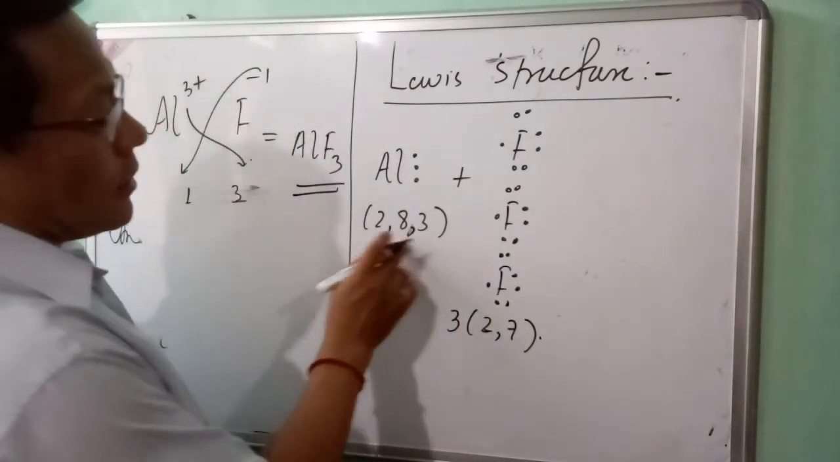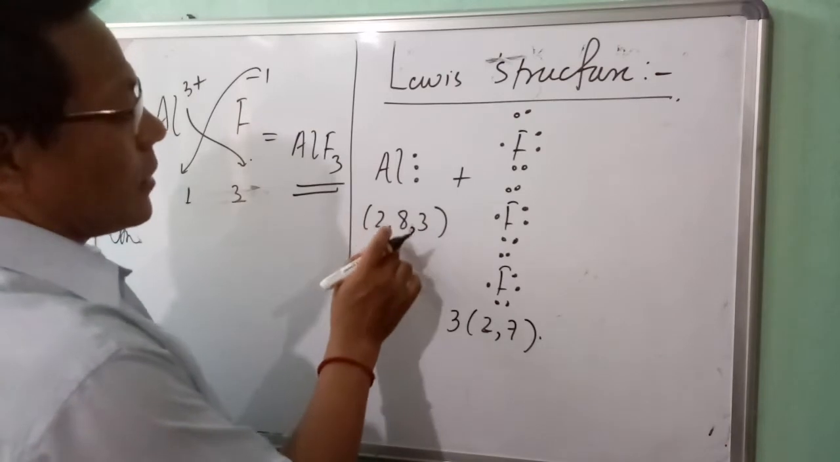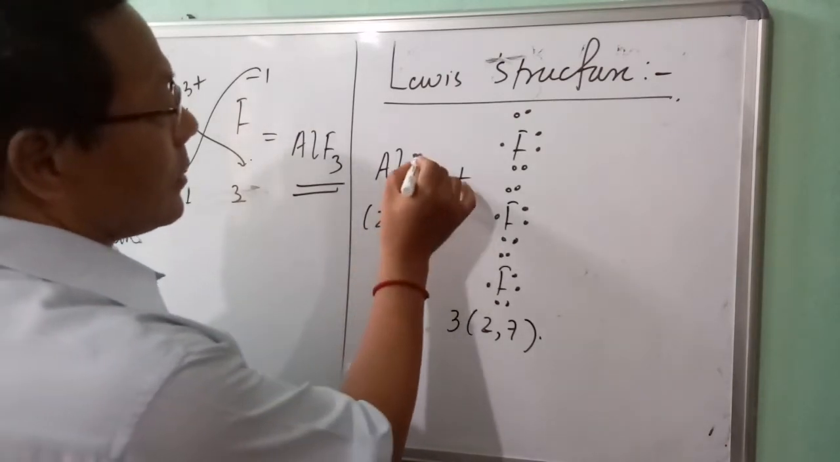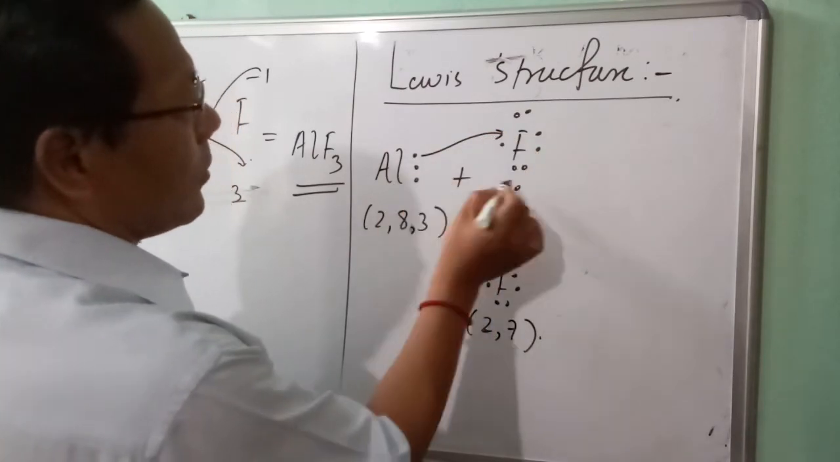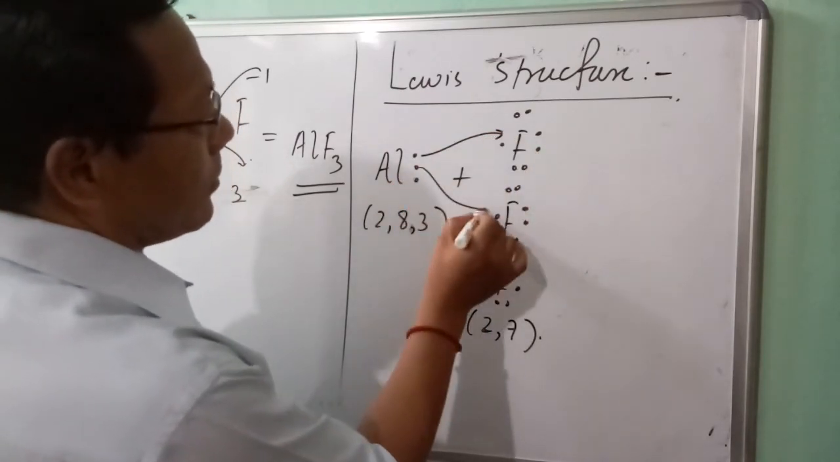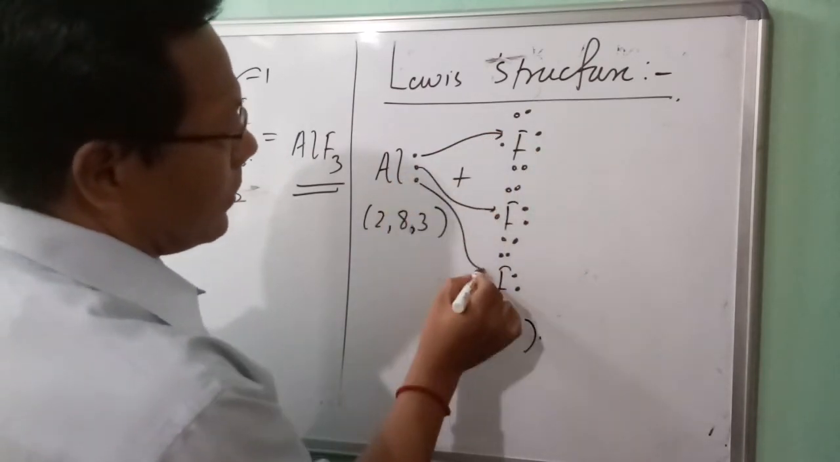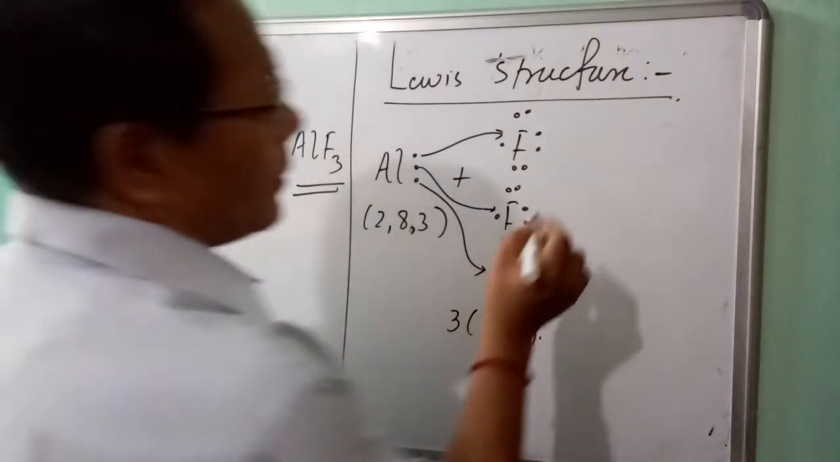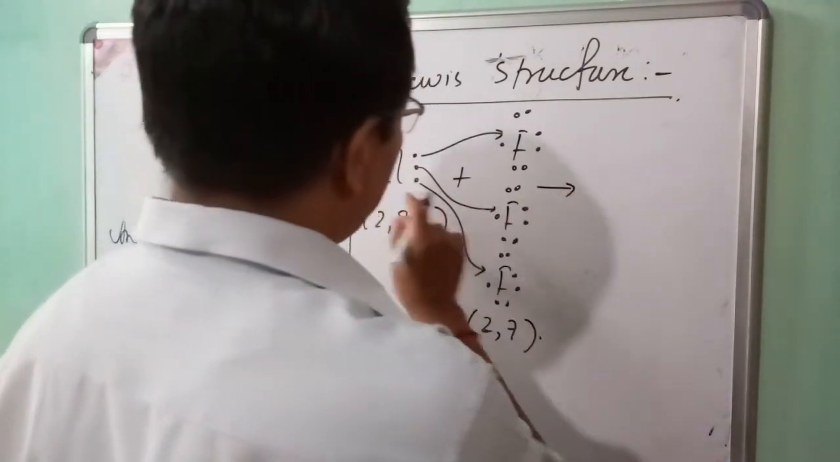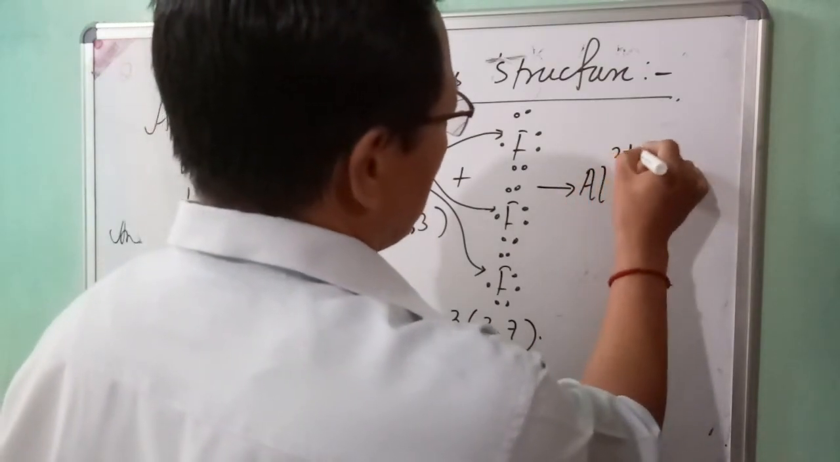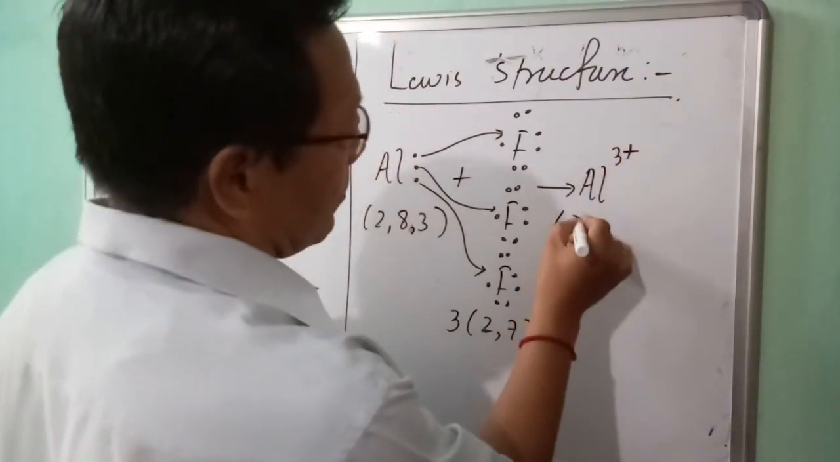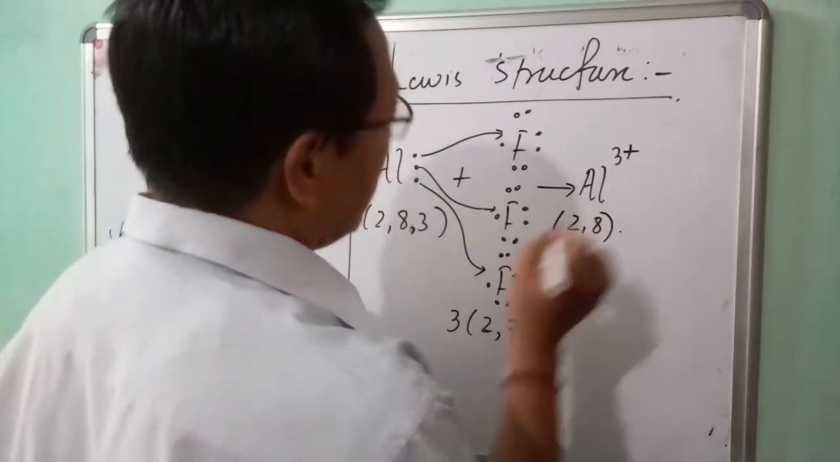In order to get a stable configuration, the aluminum atom will lose 3 electrons. So here the aluminum loses 3 electrons. The aluminum will get 3 positive charge, and it gets the configuration of the noble gas neon.